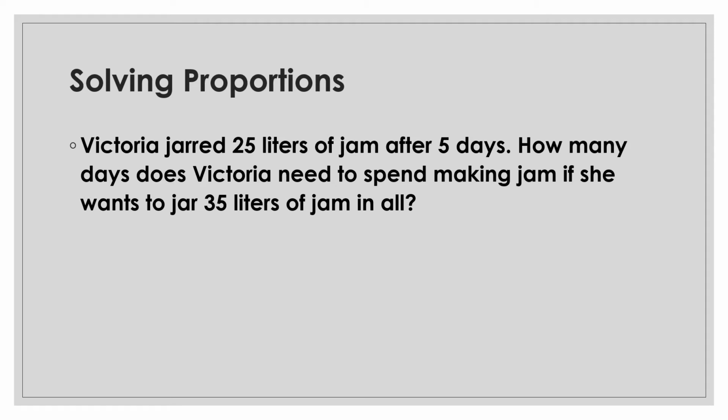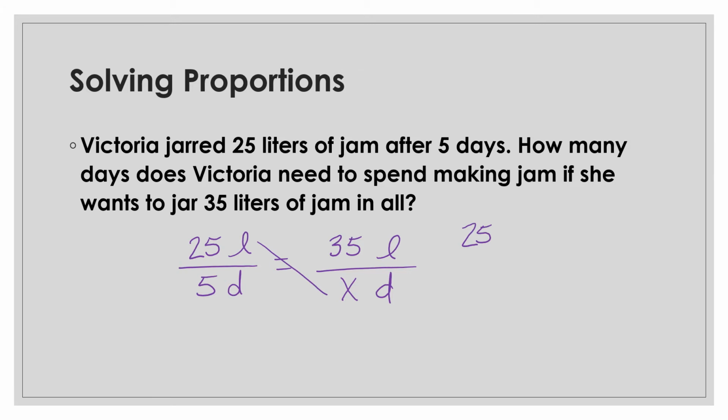Victoria jarred 25 liters of jam, so 25 liters in 5 days. If she wants to jar 35 liters, then how many days is that going to take her? So X number of days. 25 multiplied by X is 25X. And 5 multiplied by 35 is 175.